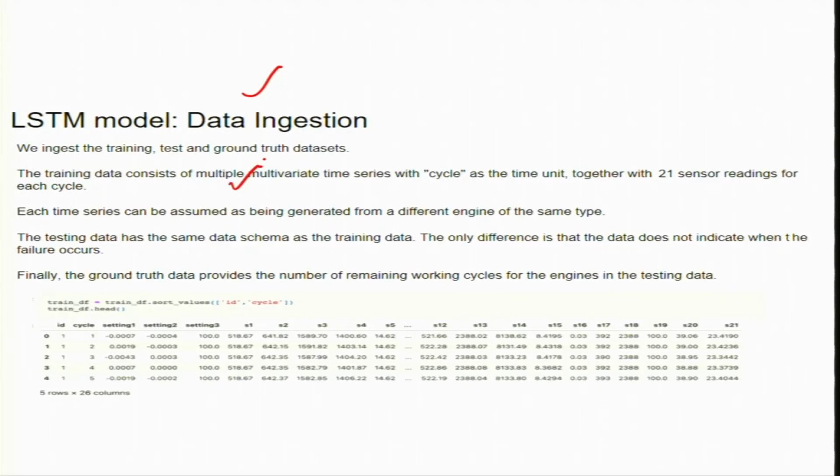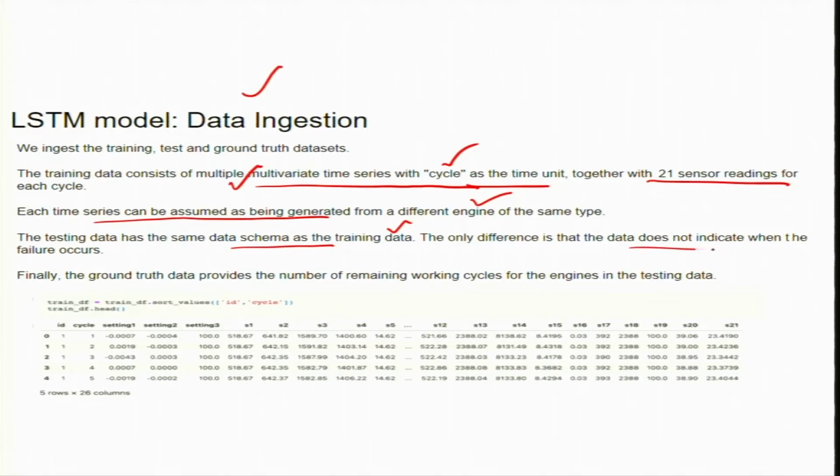The training data consists of multiple multivariate time series. Here, in this particular use case, we see multivariate time series with cycles as the time unit, together with 21 sensor readings for each cycle. Each time series can be assumed to be generated from a different engine of the same type. The testing data is the same as the training data set. The only difference is that it does not include when the failure occurs.